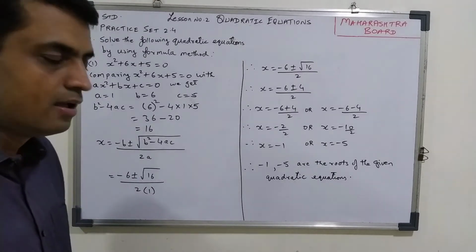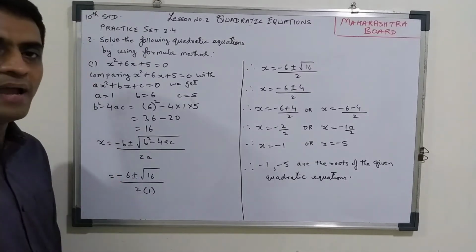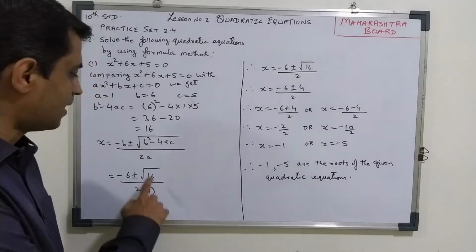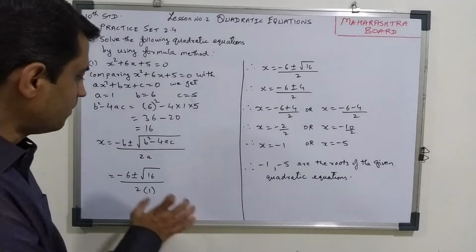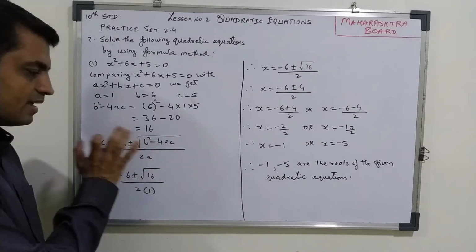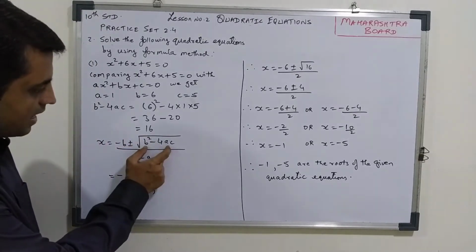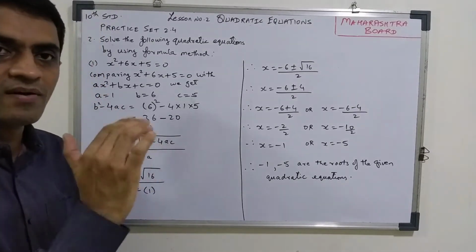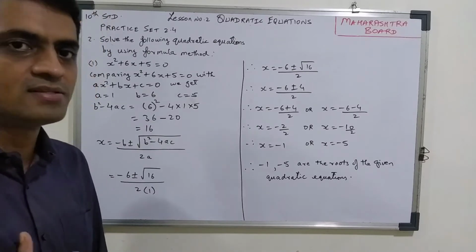What is the formula? x is equal to minus b plus or minus root b square minus 4ac upon 2a. See that you mention this formula in the exam also. So we have written this formula here. Already this part we have solved here. Now you understood why we have solved it, because our work gets easier.